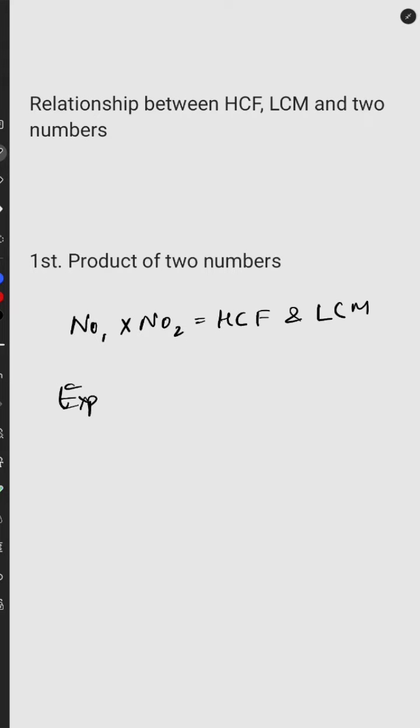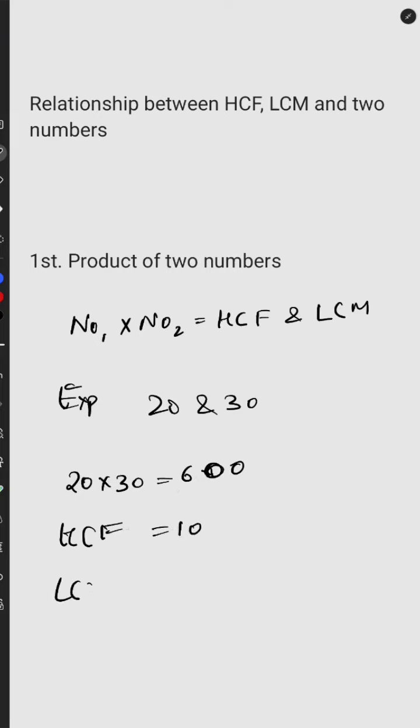Now let's take an example: 20 and 30. These are the two numbers. So the product of the two numbers 20 and 30 is 600. HCF will be 10. LCM will be 60. So now see, the product of LCM and HCF is also 600. So the product of the numbers is equal to the product of the LCM and HCF.